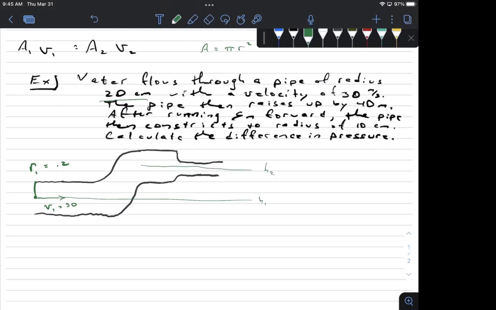And what I know is that H2 is 40 meters above H1. Now, what I don't know is what the particular distances are. So I don't know, is H1 the ground? Or is this going from like the second floor of a building to the fourth floor of a building? I don't know that. So how do I figure out what the actual values of H1 and H2 are?